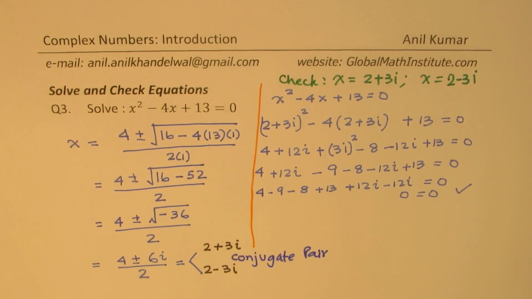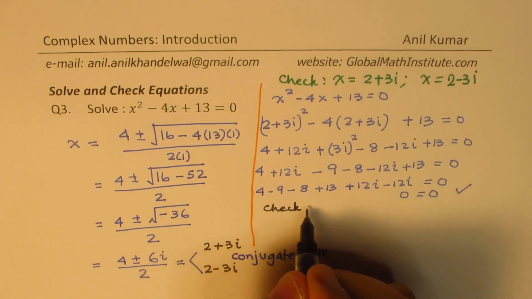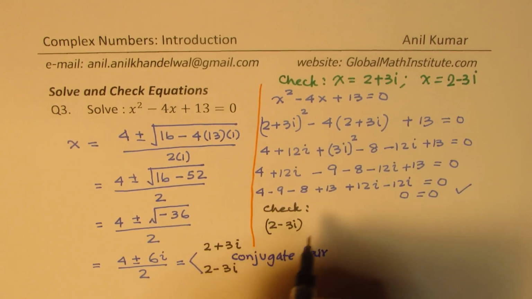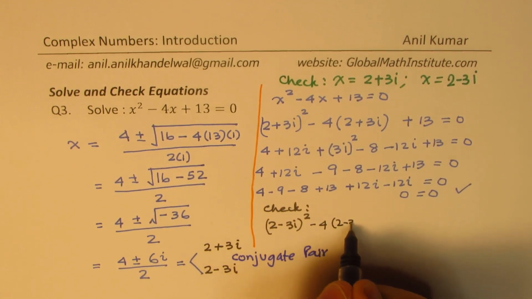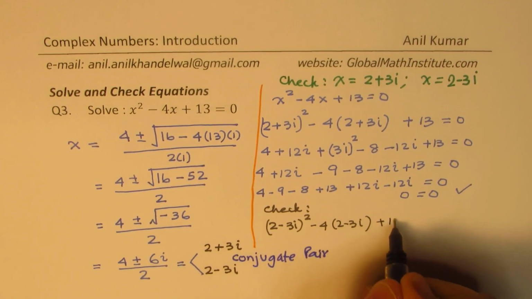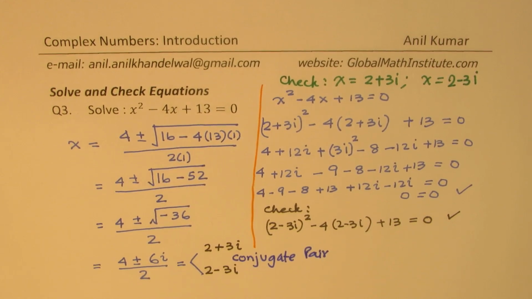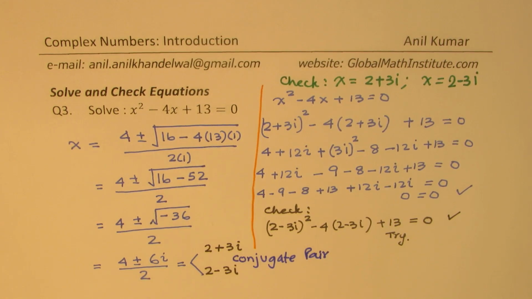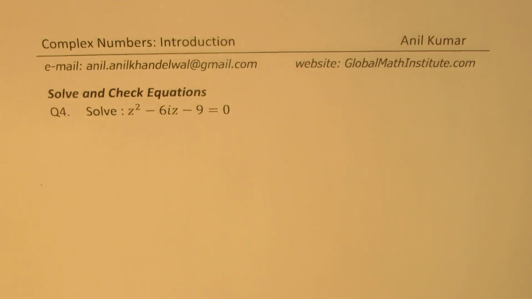Perfect. Now as an exercise, you should check the second part, which is, if I write 2 minus 3i whole square minus 4 times 2 minus 3i plus 13, you will find that this is also equal to 0, and that will be your check, right? So you should try. Is that clear to you? Perfect. You will find that both are true. So now let's move on and take another example.